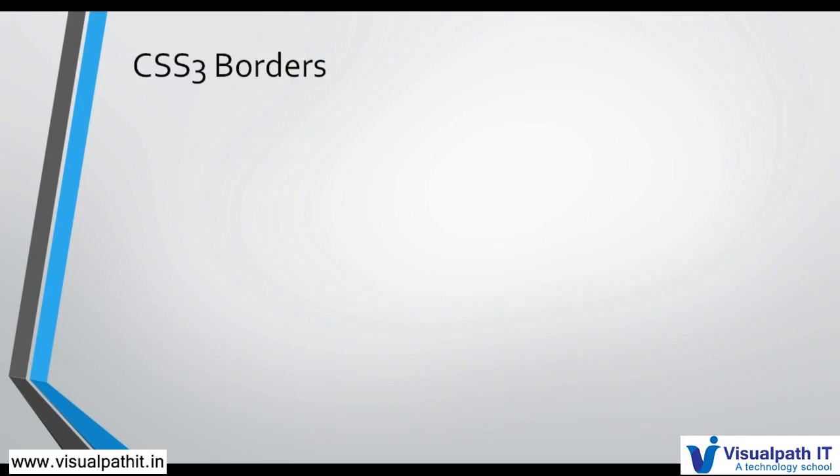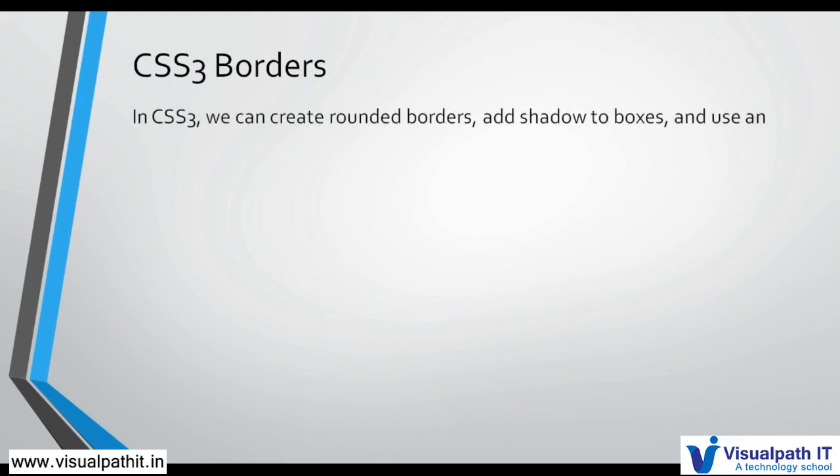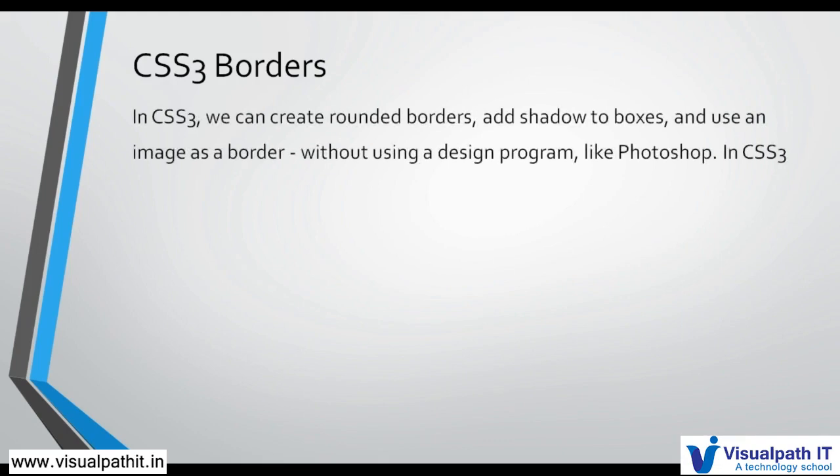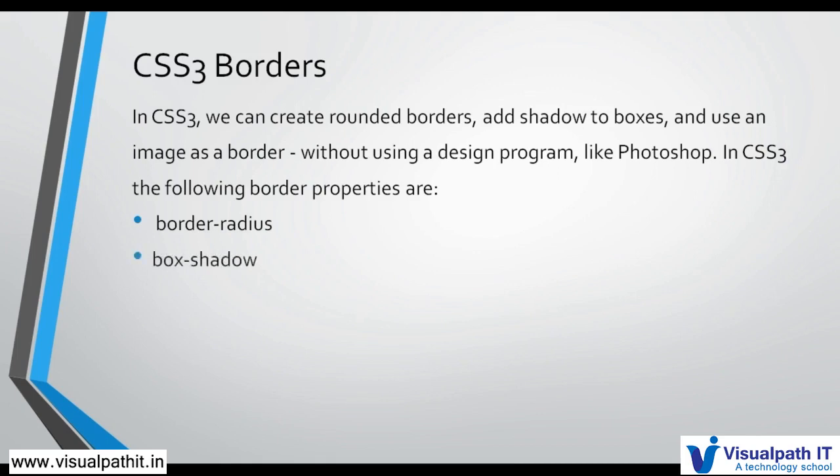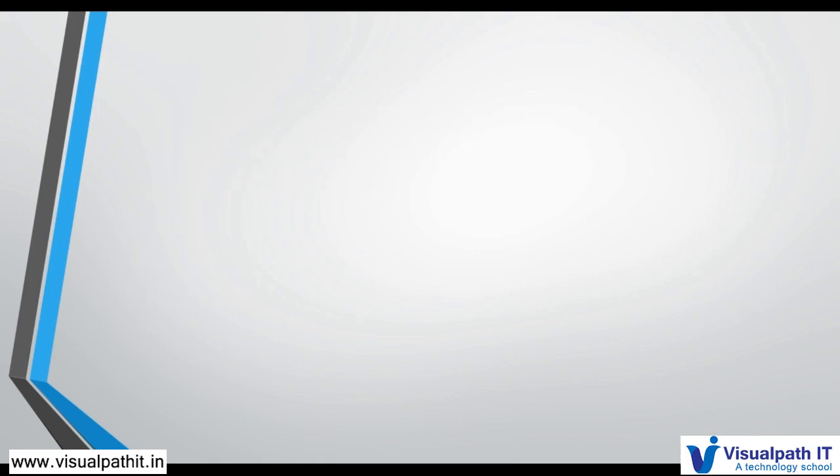Next, we have the CSS3 border features. In CSS3, we can create rounded borders, add shadow to boxes, and use an image as a border without using a design program like Photoshop or any other design tool. In CSS3, the following border properties are border radius, box shadow, and border image.